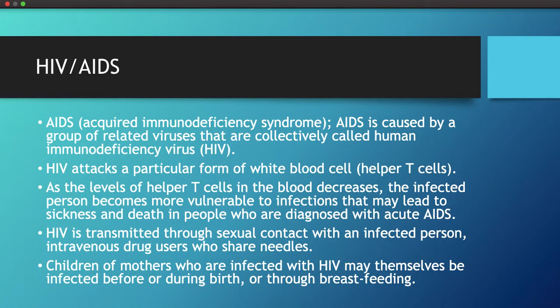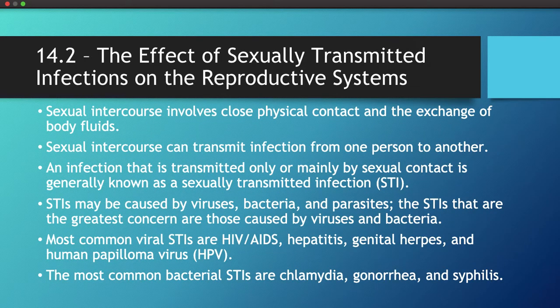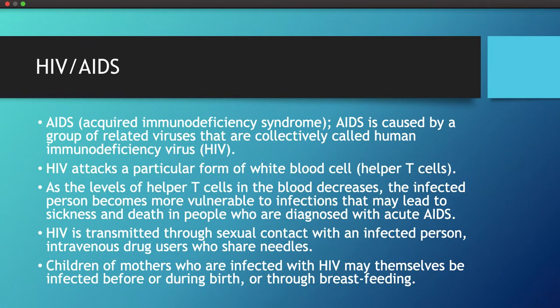All right, so the first one, if we look back, is talking about the different viral infections. So we start with our viral infection of HIV/AIDS. AIDS is short for acquired immunodeficiency syndrome. AIDS is caused by a group of related viruses that are collectively called the human immunodeficiency virus. So AIDS is basically caused by HIV.